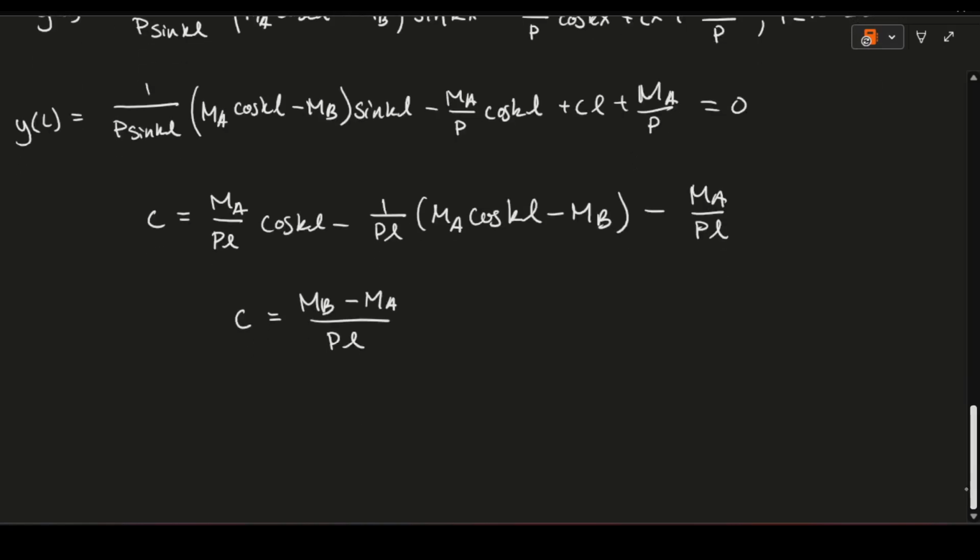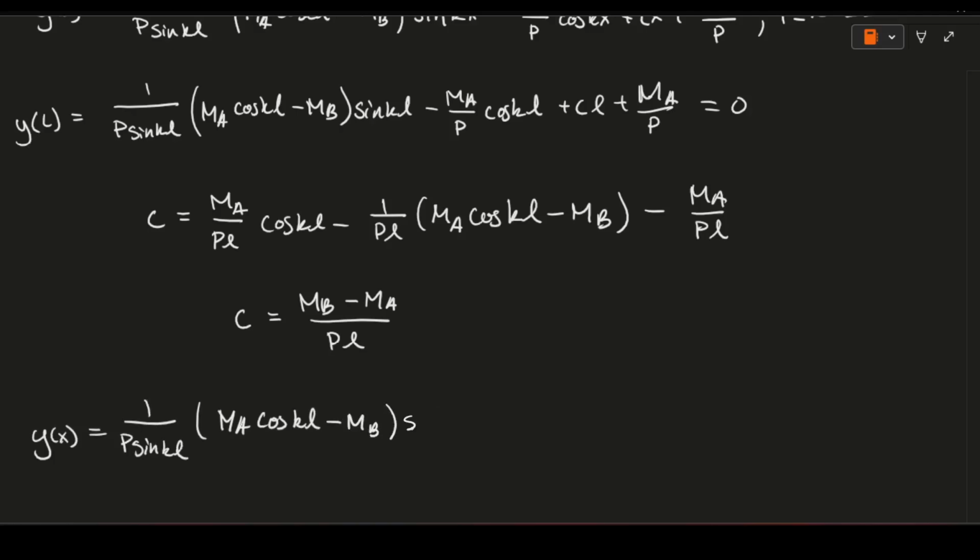Inserting all the constants into y of x, we get that y of x is equal to 1 over P sine KL times MA cosine KL minus MB, all times sine KX, minus MA over P cosine KX, plus MB minus MA all over PL times X, plus MA over P.